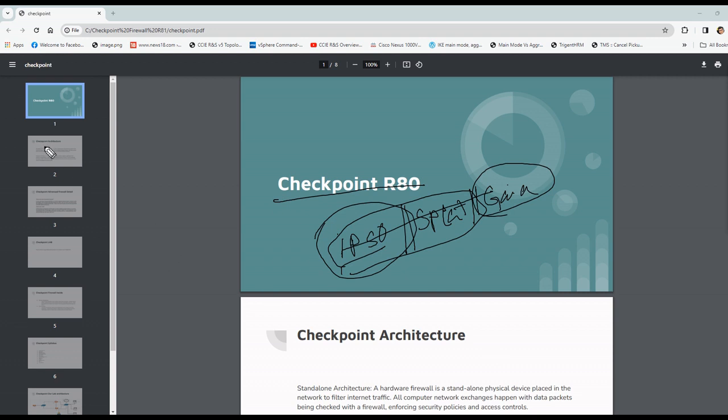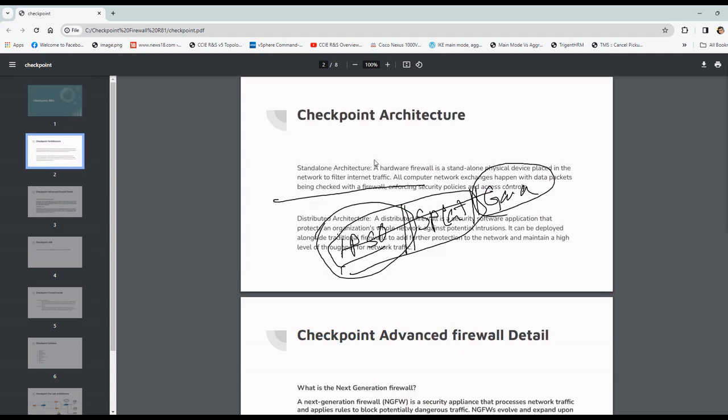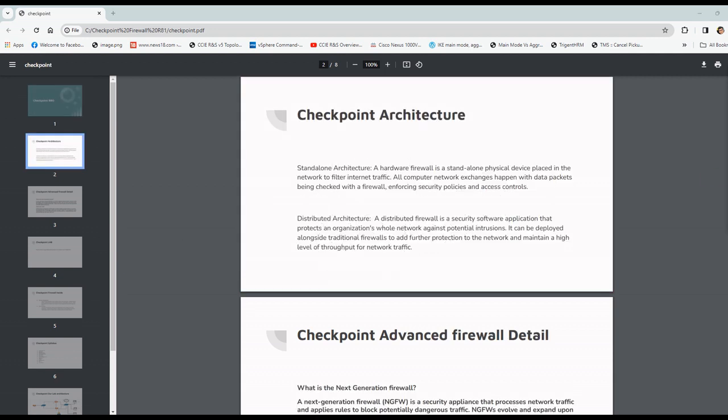Next is your checkpoint architecture. I already told you this is the checkpoint standalone architecture, and I already gave a complete example. So I won't go into more brief detail right now. This checkpoint is standalone architecture. This is the main crucial part. And there is also distributed architecture, and you can go through these documents.